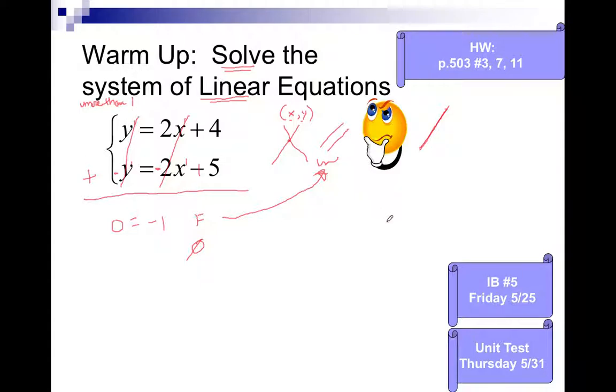On Friday, we will have IB5 in partners, and our unit test, remember, will be on Thursday, May 31st, no calculator. So here's a graph of the 2 equations that I just gave you, and you can see, yes, indeed, they are parallel, slopes of 2, y-intercept of negative 5, y-intercept of 4, they're never going to cross.